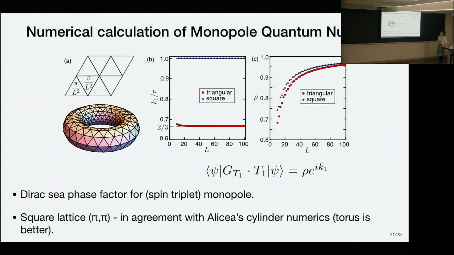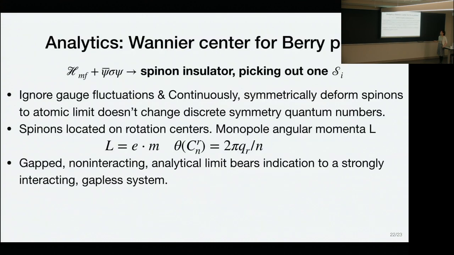Here the ground state also corresponds to a spin triplet monopole because, as we said, we want to exclude the tricky valley rotation part.